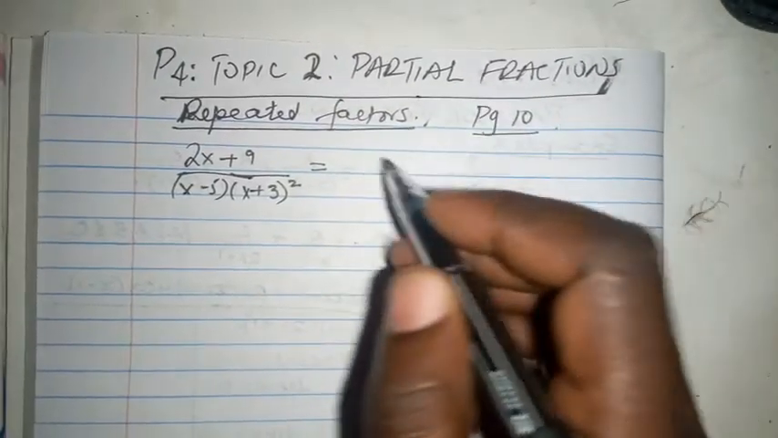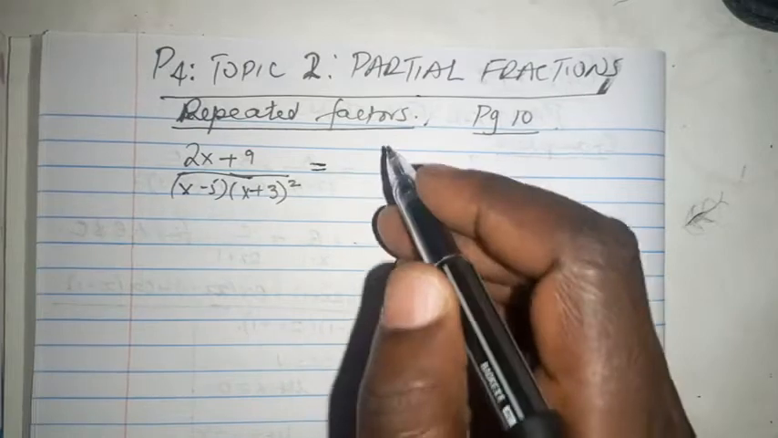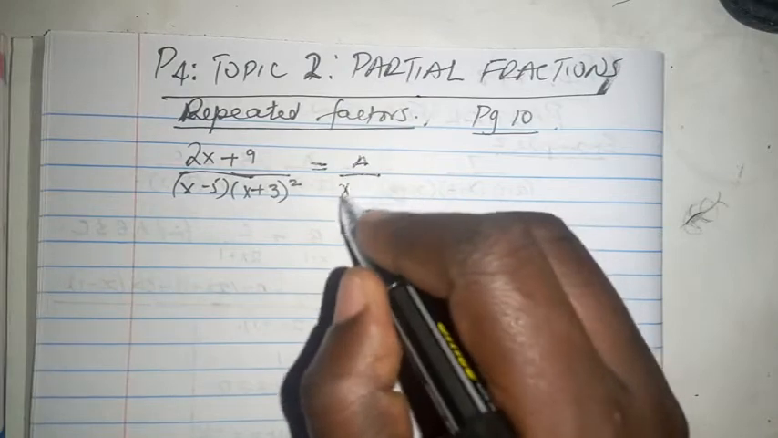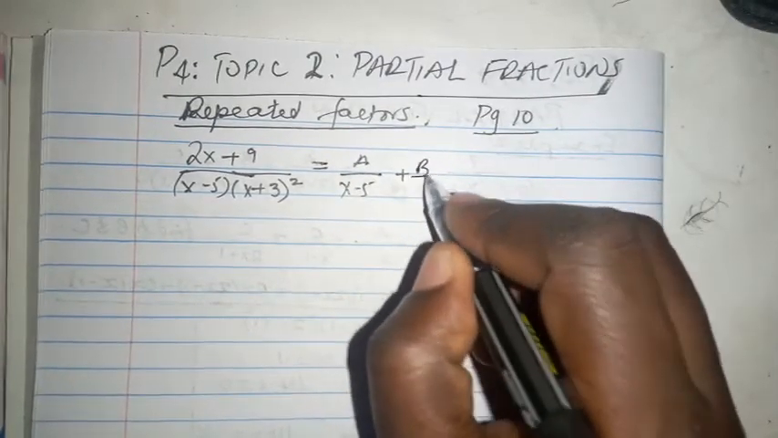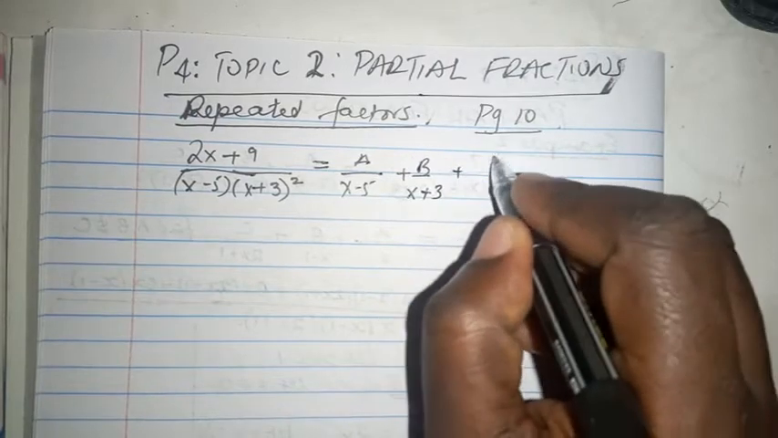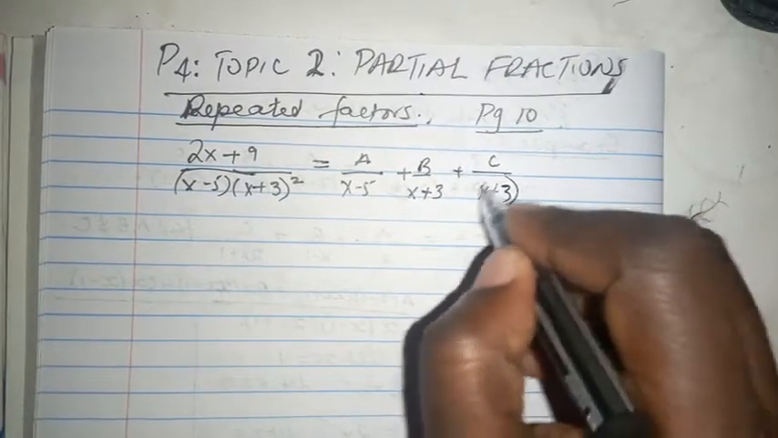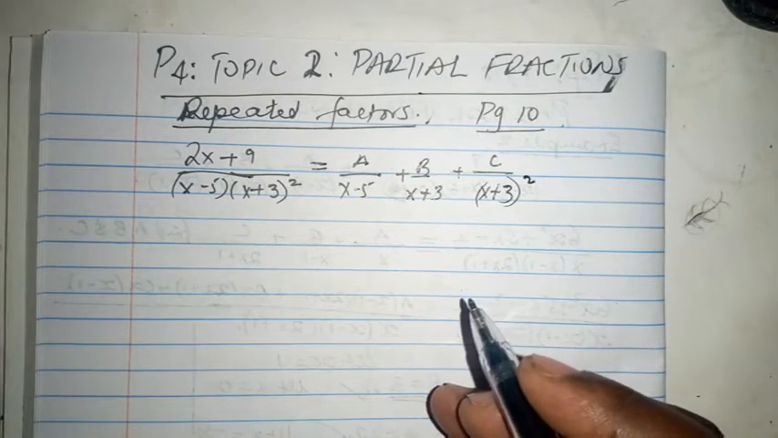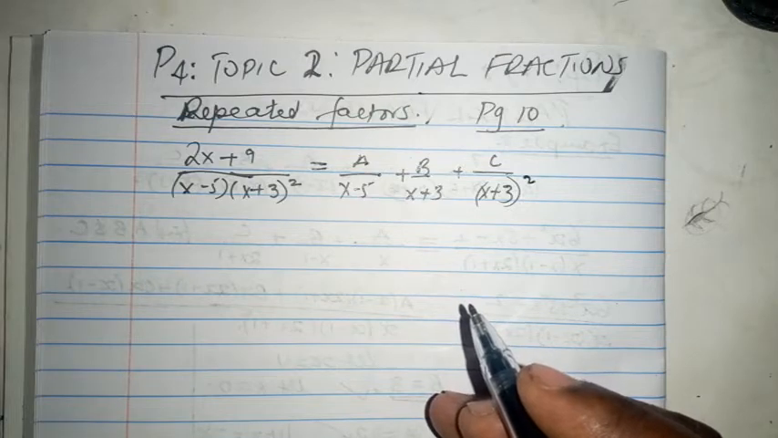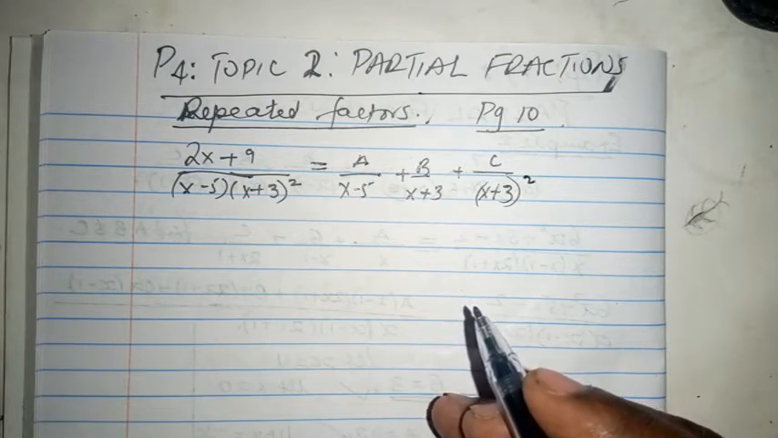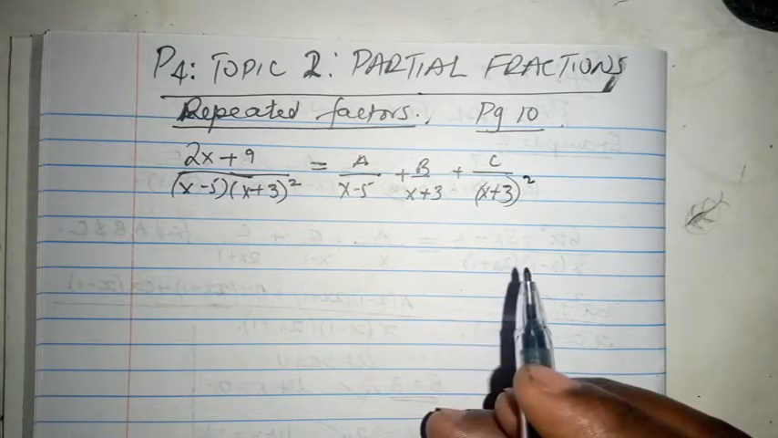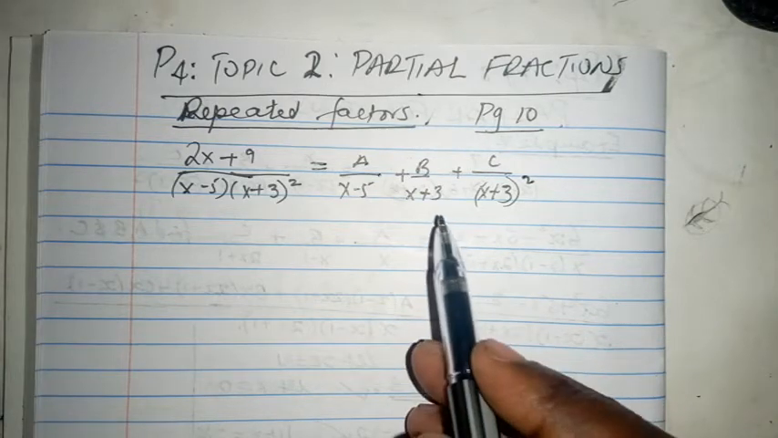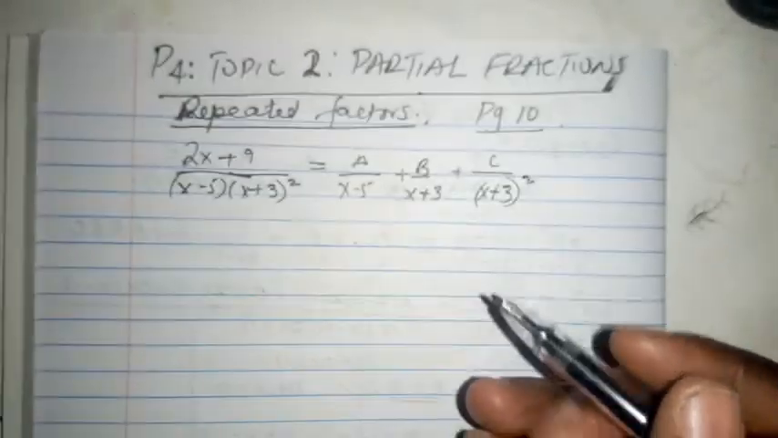Because there are three linear factors, we just deal with them as such. So we have a over x minus 5 plus b over x plus 3 plus c over x plus 3 squared. Please don't forget that. The expression is written as the sum of the three partial fractions. Notice that x minus 5, x plus 3, and x plus 3 squared are the denominators. But let us just look at this through an example.